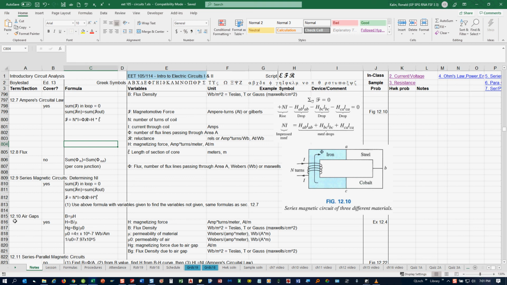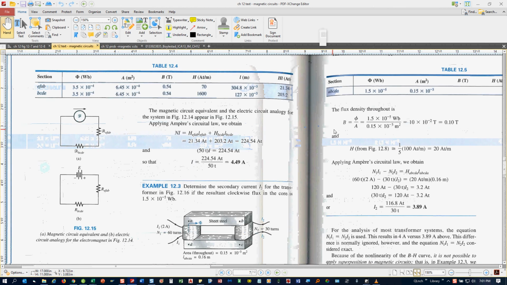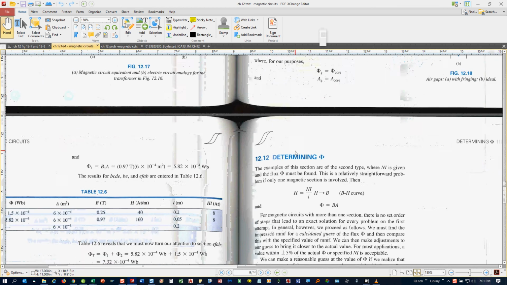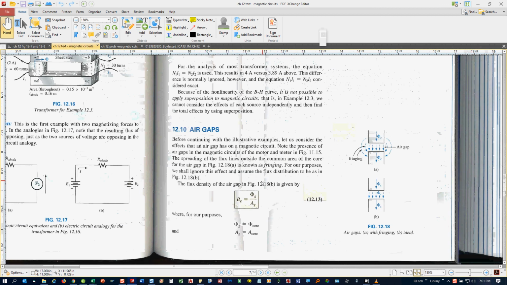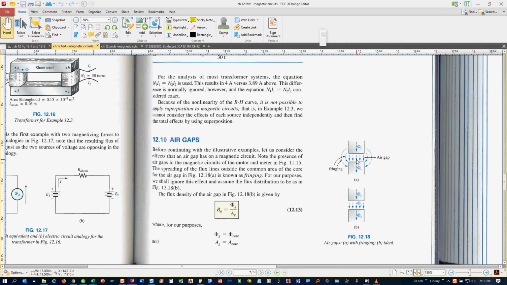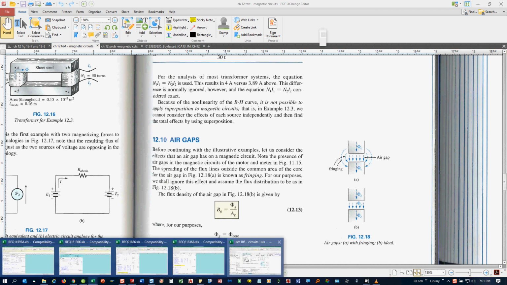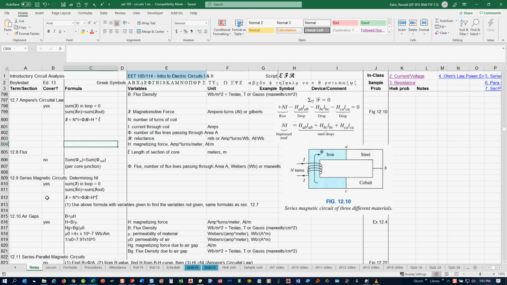And then 12.10 is air gaps. So if you have an air gap in your core, the example looks something like this in the book. This would be an air gap in the core. So it's just an interruption in a continuous core by a gap. So if you have an air gap, you have to figure out what the force across that gap is.